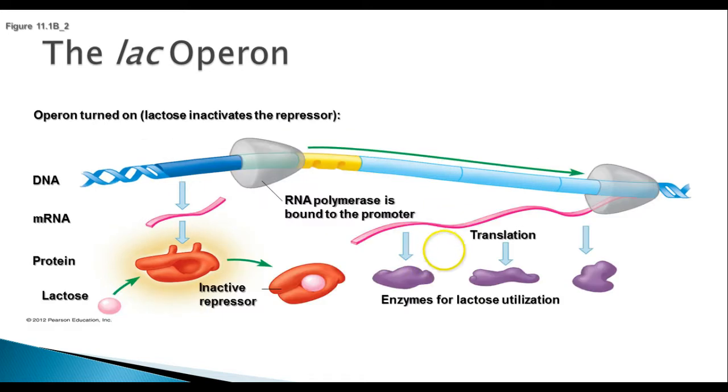So what happens in the case of the lac operon is when lactose is present, it binds to the repressor, and that changes the shape of the repressor and makes it turn loose from the operator. And then the RNA polymerase can attach to the promoter and can be transcribed into the messenger RNA, which can then be translated into the enzymes that are needed to utilize lactose. Simple process.